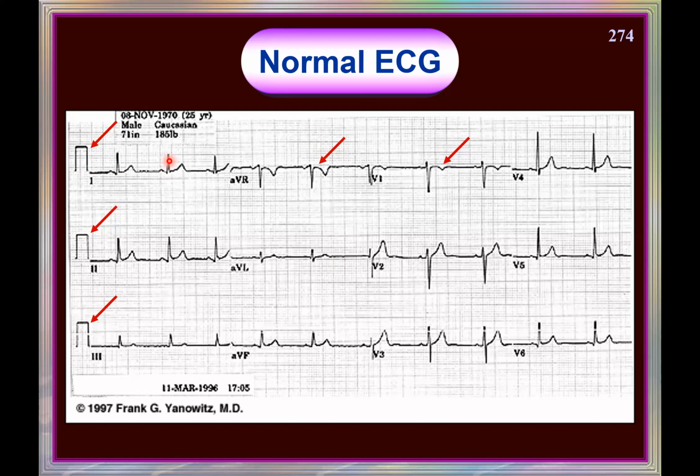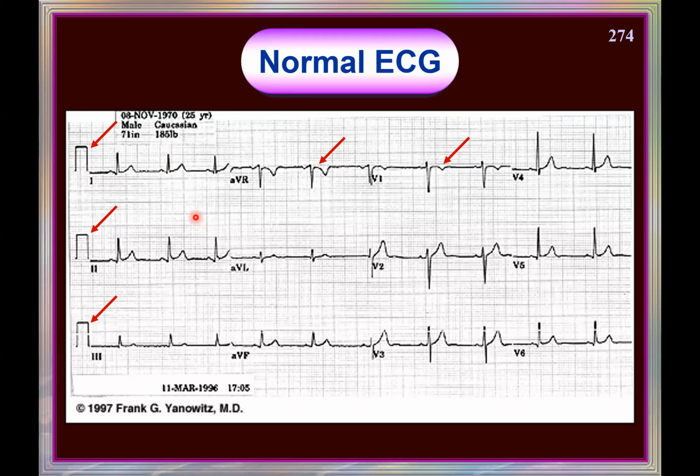The other way around. Whenever the complexes are very small, as in myxedema, as in emphysema, or as in a very thick chest wall, then we need to amplify the complexes to really see the wave patterns. Then we double the standardization. Instead of 10 millimeters, we take 20 millimeters as 1 millivolt, and that is called the double standardization.